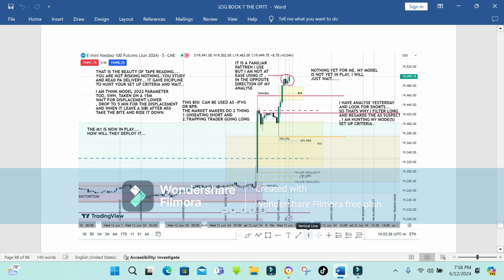I saw this familiar pattern I use, but I am not at ease using it in the opposite direction of my analysis. So you could see that I was really holding on, filtering out longs, and holding on to what the idea was that I was looking at, and also where I saw liquidity after the CPI number trade came into play.